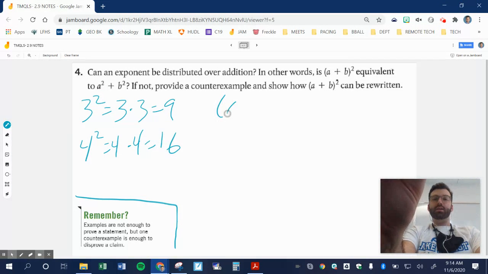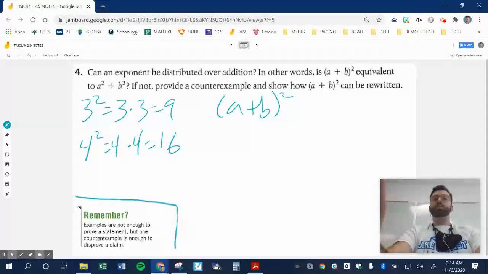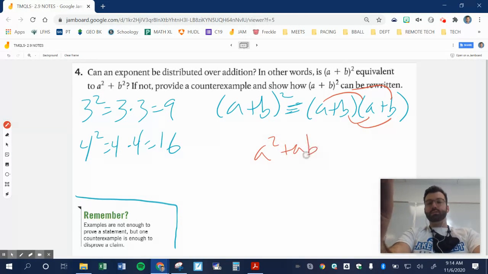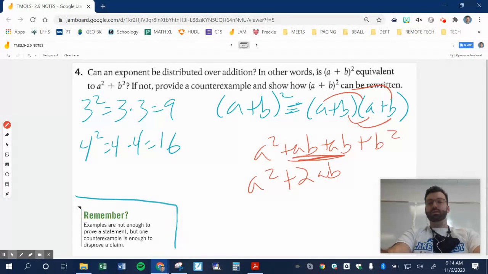So if I have a plus b squared, well, a plus b squared is going to be a plus b times a plus b. It's the same idea. Just because we're using variables doesn't mean I can just get rid of this idea. If I square something, that means I have to write it twice. All right, and so once I do this, this is kind of a review from last class, I need to FOIL this. And I would get a squared plus a times b plus a times b plus b squared. So that's 2ab if I combine these like terms here.